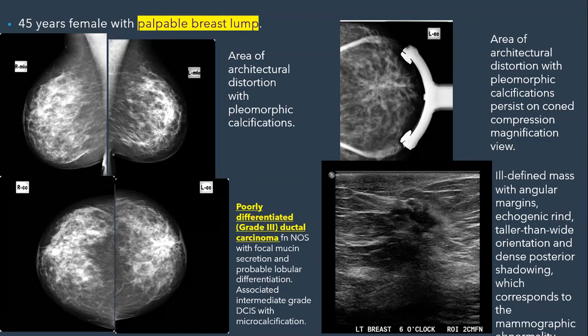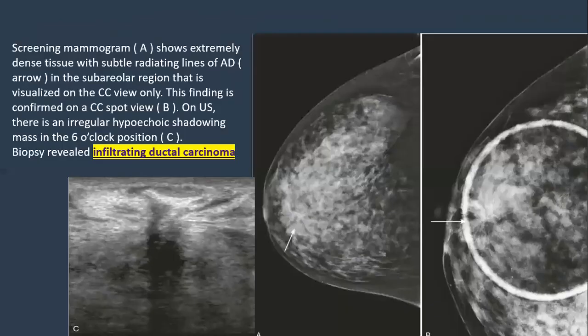Okay. This is another patient, you see, screening mammography. She has extremely dense nodular breast parenchyma, making it difficult to exclude any abnormality. But look how subtle the architectural distortion is here. Very easy to be missed.